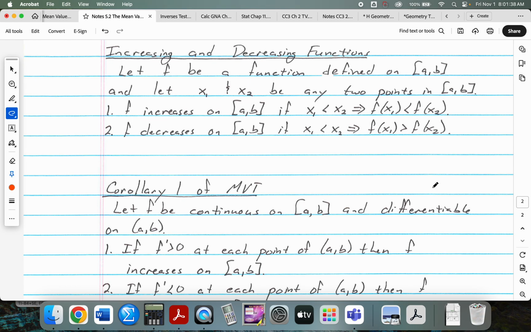First one is increasing and decreasing functions. So if you talked about these in previous classes, you probably talked about them graphically. And you said when the graph is going up as I move from left to right, the function is increasing. And if it's going down as I move from left to right, the function is decreasing. And that is absolutely true. It's a little more technical than that, though.